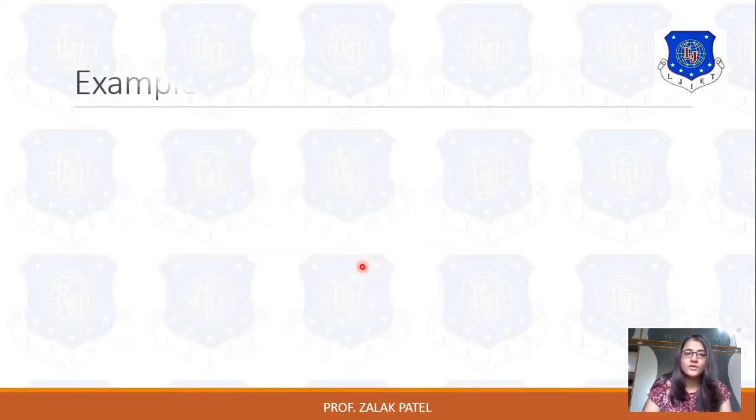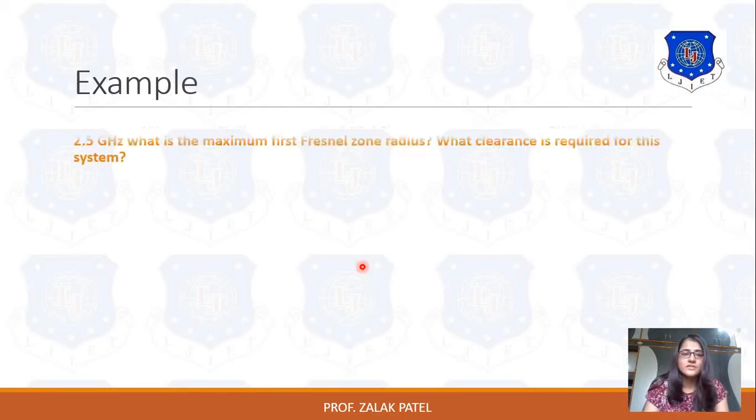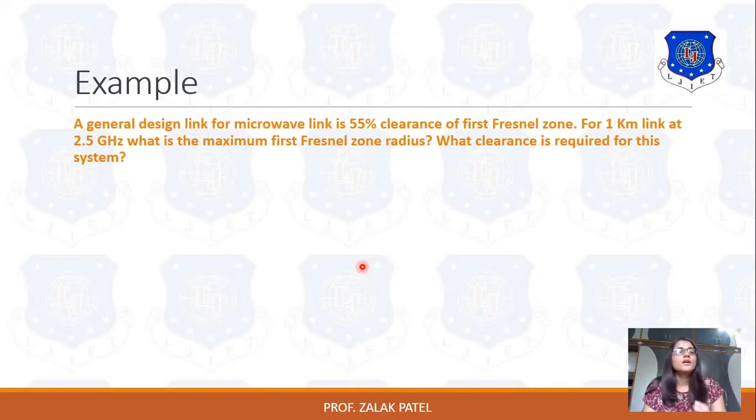Now we take one example regarding the Fresnel zone. Consider this problem statement. A general design guideline for a microwave link is 55% clearance of the first Fresnel zone. For a 1 kilometer link at 2.5 GHz frequency, what is the maximum first Fresnel zone radius and what clearance is required for this system? So two things are asked. First is the Fresnel zone radius of the first circle, and then the clearance required.